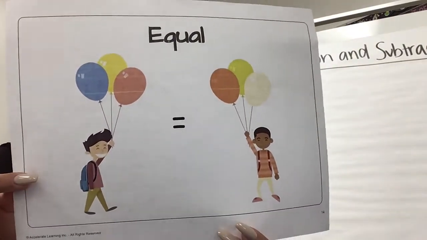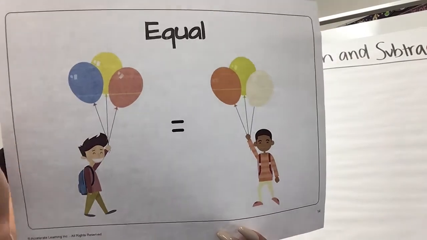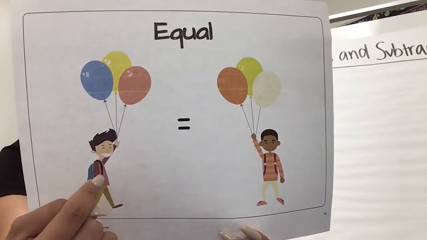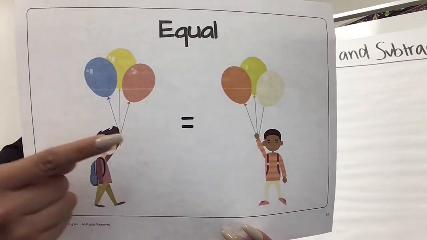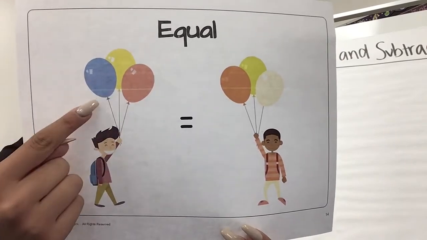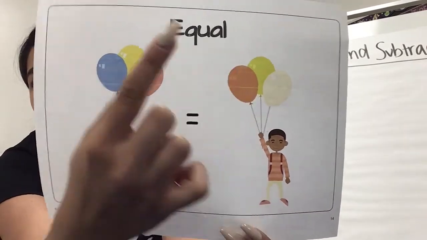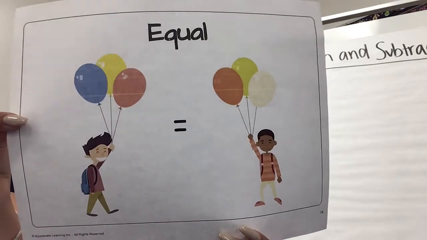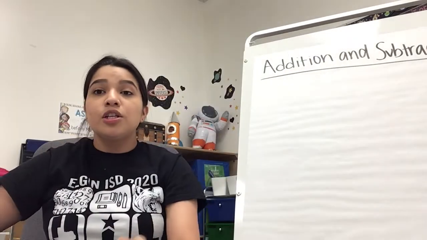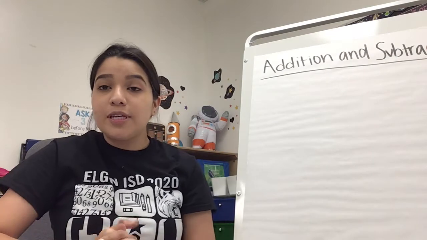And equal. Equal is when you have the same amount of an object. So this person has 3 balloons, 1, 2, 3, and this one has 3 balloons, 1, 2, 3. So they are equal. So that is our vocab for today.